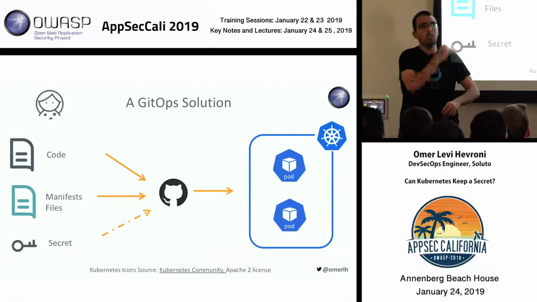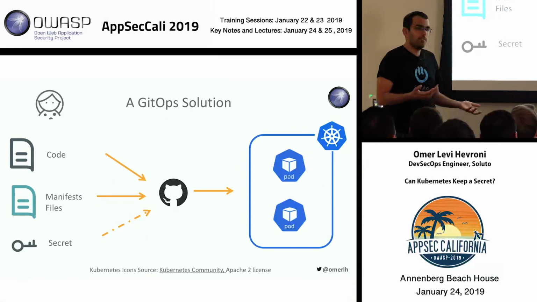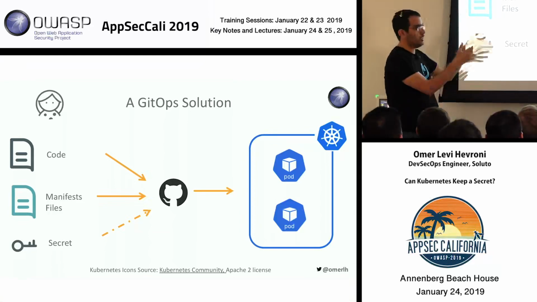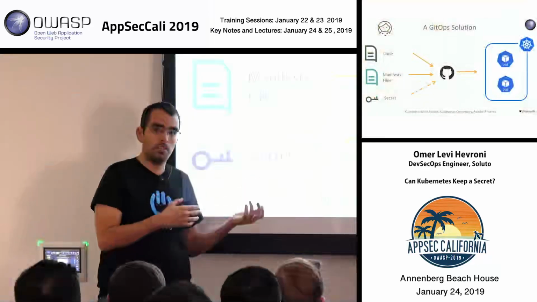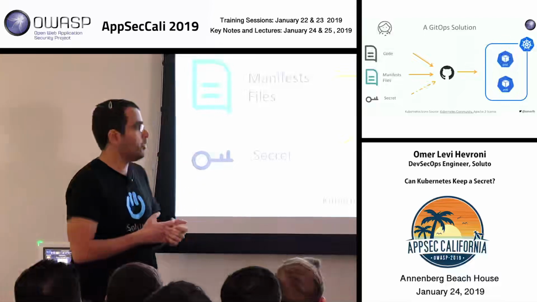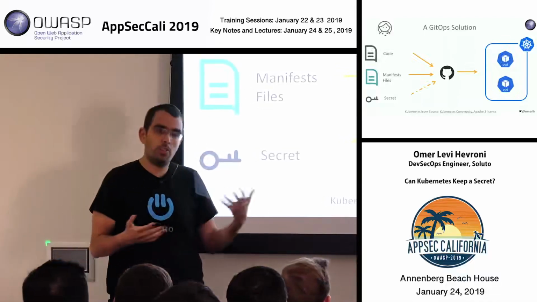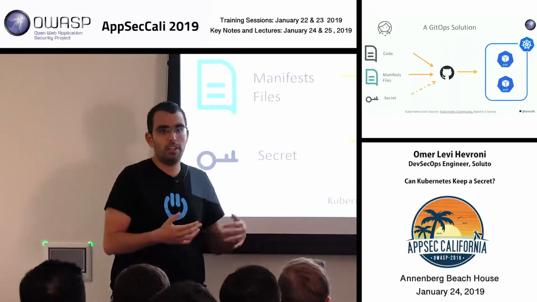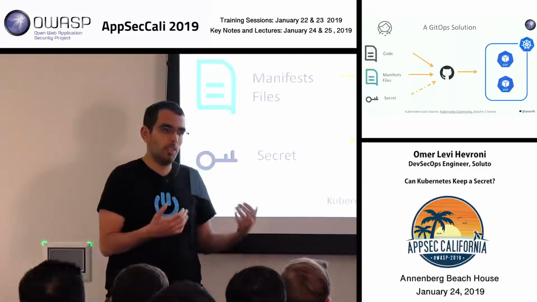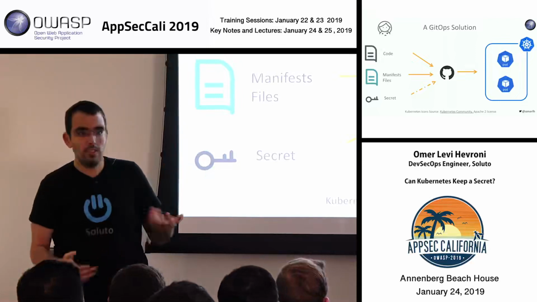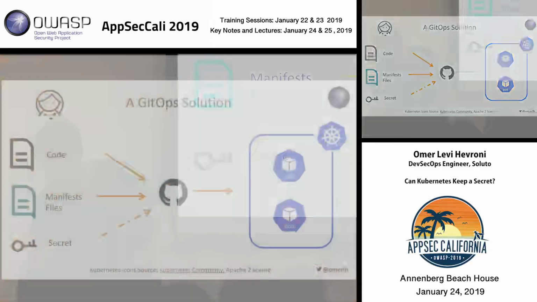So this is where we started to look at how we can find a solution that will allow us to just put the secret in Git without compromising on security, because security is important. And we started to look at different solutions. And today I want to share with you the journey we did at Soluto until we found a good solution that we are happy with. So let's talk about what we want from such a solution.